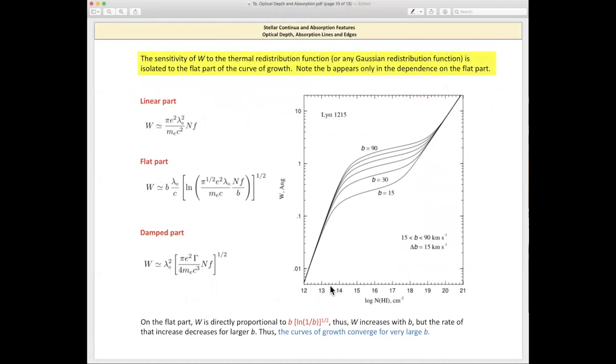Now I'm going to do it in terms of column density instead of central optical depth. And I'm going to show you how changing the Doppler parameter changes it on the flat part of the curve of growth. And then we'll end on this slide today.